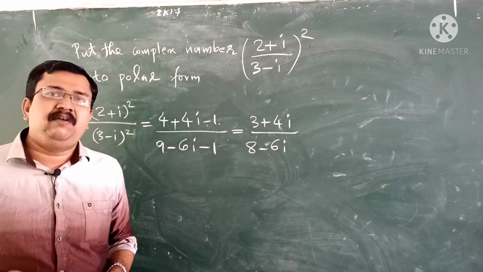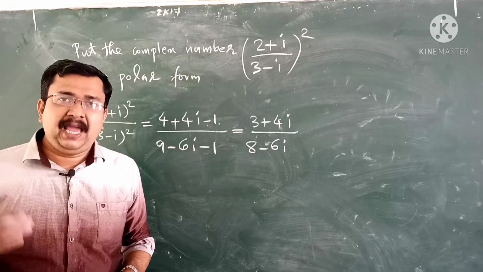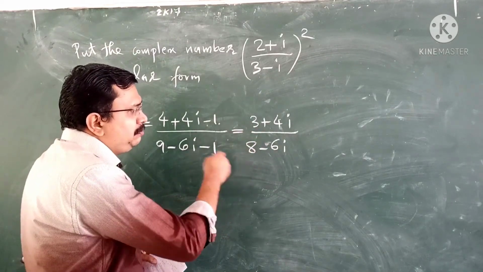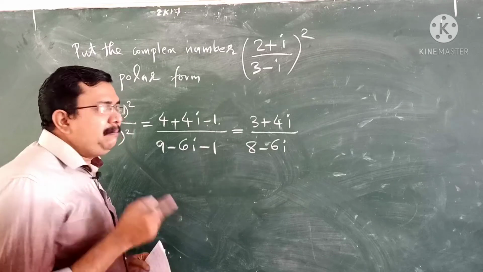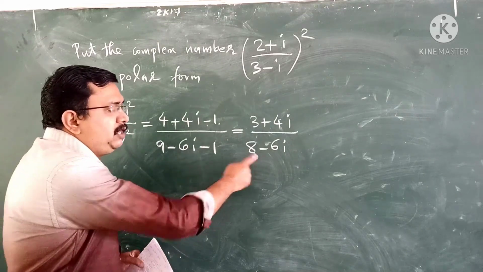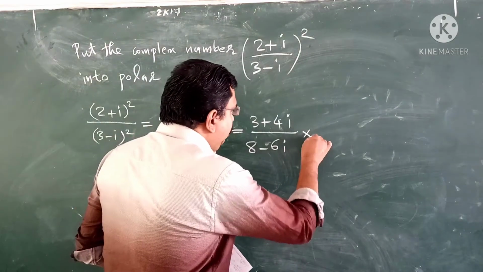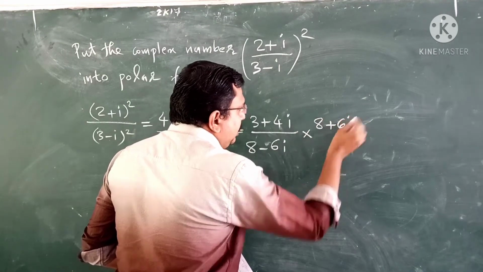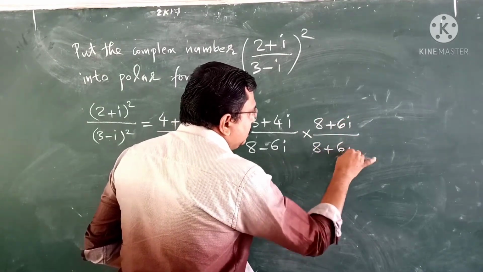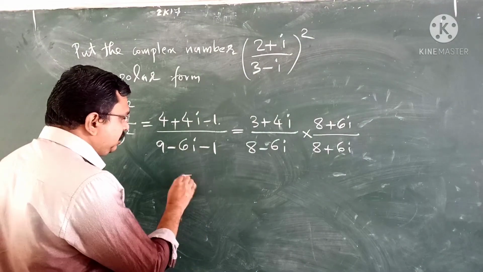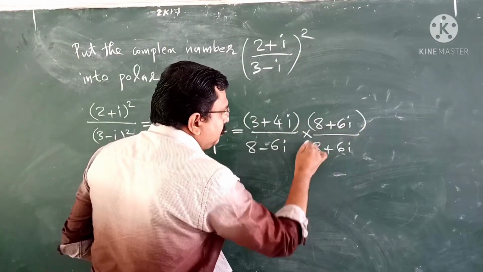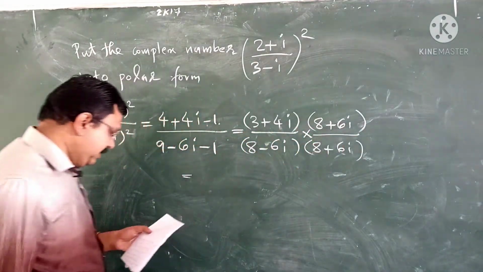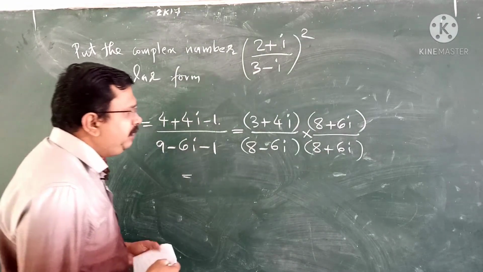But we want to convert this complex number into the form a plus ib. Therefore, to get this complex number into the a plus ib form, we may multiply the numerator and denominator by its conjugate. The conjugate of 8 minus 6i is 8 plus 6i, divided by 8 plus 6i. That is equal to 3 plus 4i into 8 plus 6i. What is 3 plus 4i into 8 plus 6i?